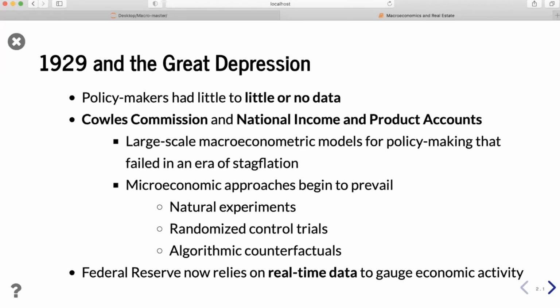And for reasons I talk about in my data class, this exercise broke down. It didn't work out very well. We learned a lot, and we moved in a different direction along the lines of microeconomic approaches, natural experiments, randomized control trials, the gold standard of microeconometrics, which is algorithmic counterfactuals. And indeed, the Fed, the Federal Reserve, as it's currently constructed, now relies on real-time data to gauge economic activity. They get data feeds from Visa and MasterCard for real-time measures of consumption. And they are able to gauge the impact of things like COVID in real time.